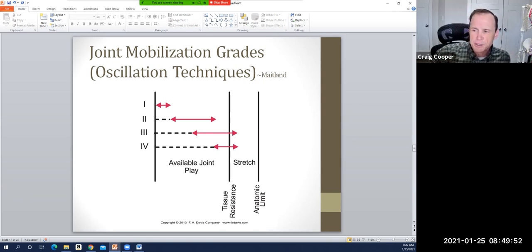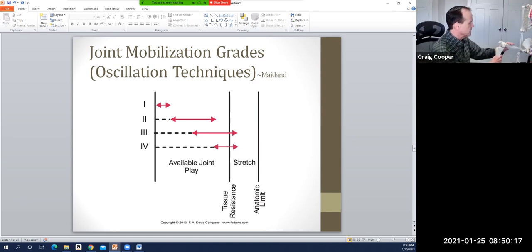Grade 3, we start, we take up some of the slack in the joint, and then we're moving it through a big oscillation, but we are pushing into tissue resistance. So we're basically stretching the capsule a little briefly, because these are oscillatory at the end. And then a grade 4, we're taking up all the slack of the joint.